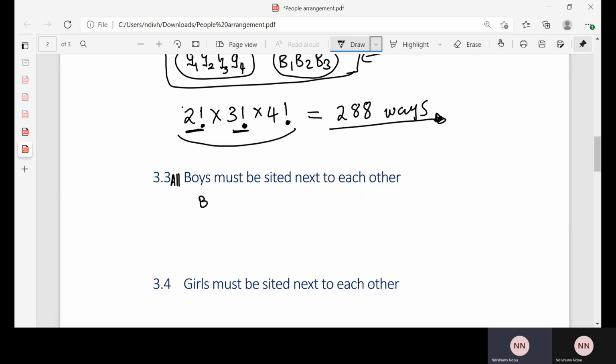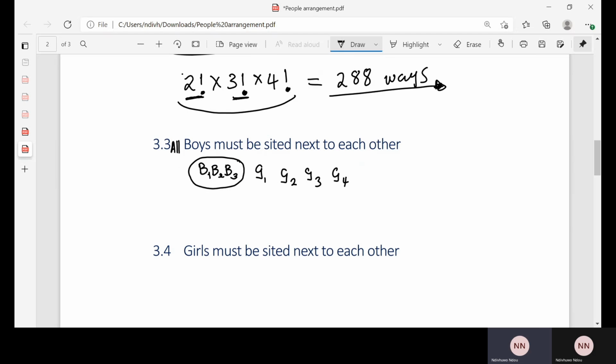Let me just represent this by writing boys to show that here our boys are seated next to each other. But the girls can just sit in any position they like. One girl can just come and sit this side. So they can just sit in any position they like. But all boys must be seated next to each other. How many different arrangements can be made?